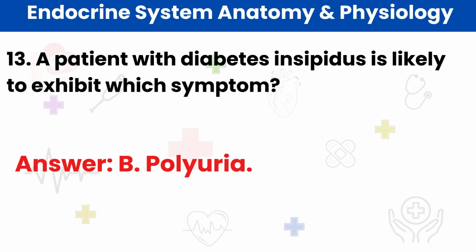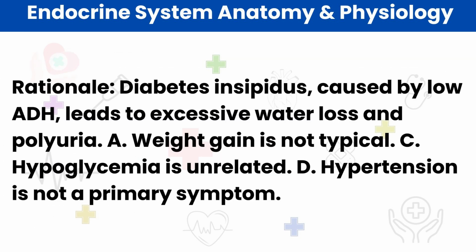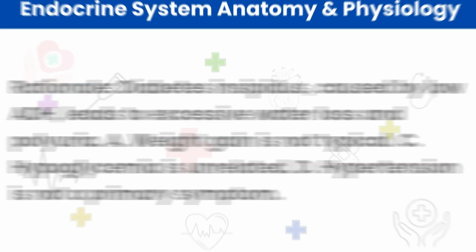Answer: B. Polyuria. Rationale: diabetes insipidus, caused by low ADH, leads to excessive water loss and polyuria. A. Weight gain is not typical. C. Hypoglycemia is unrelated. D. Hypertension is not a primary symptom.